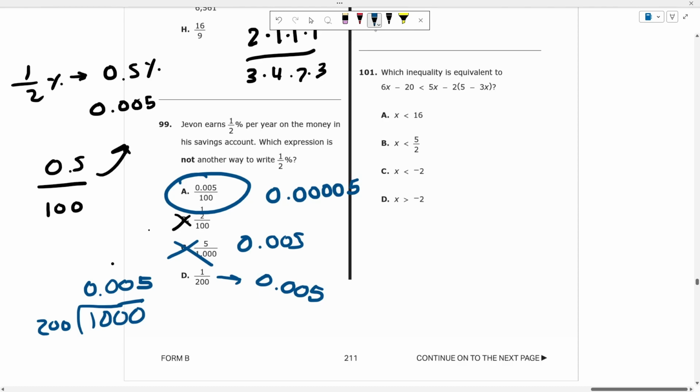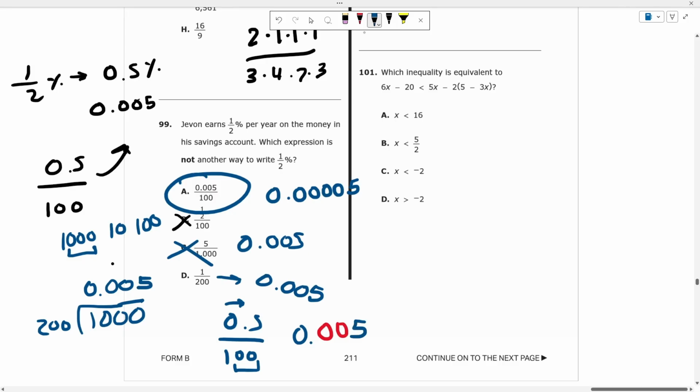Whenever you're multiplying or dividing by a number with a power of 10, so 1,000 or 10 or 100, the rule is you move the decimal point as many places as there are zeros. So for example, if you have 0.5 divided by 100, you're adding as many zeros as there are in the denominator after the decimal point. So this is going to equal 0.005, because you're adding in whatever's in the denominator.